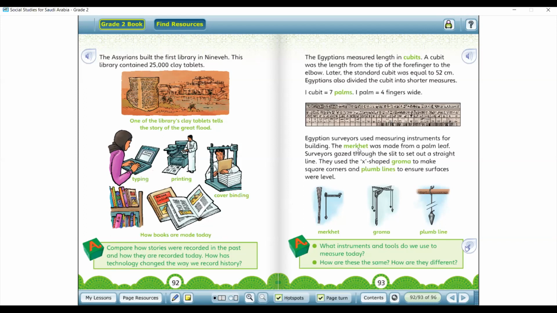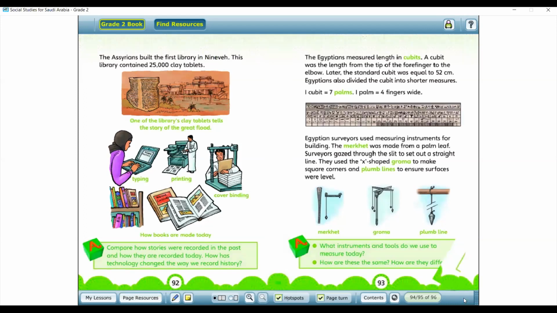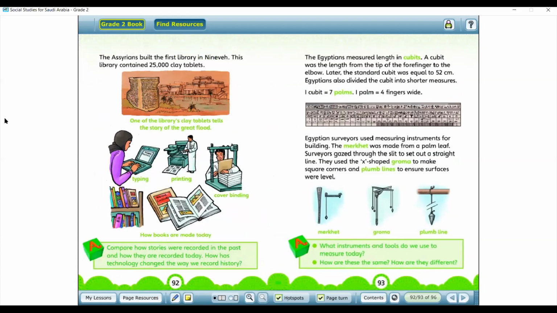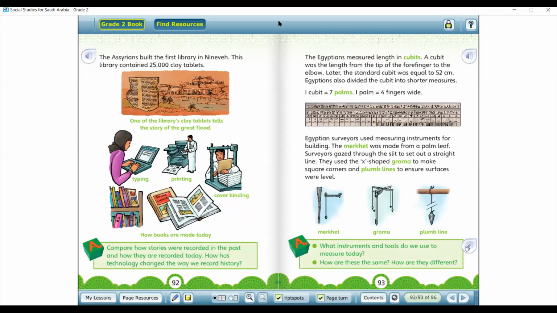Then the Egyptian surveyors used measuring instruments for building. The merkit was made from a palm leaf. Surveyors gazed through the slit to set out a straight line. They used the X-shaped groma to make square corners and plumb lines to ensure surfaces were level. And there we have the merkit, the groma, and the plumb line. And that is then our last page that we will be using for our revision lessons and also for this revision open book test.